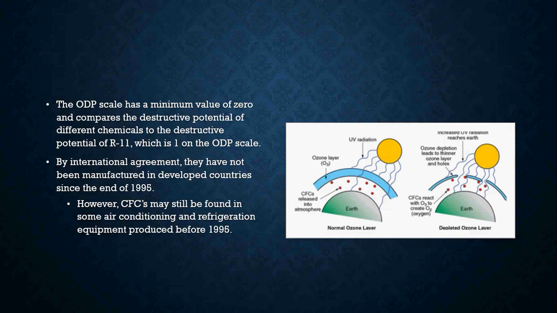However, some CFCs may still be found in some air conditioning and refrigeration equipment produced before 1995. So the refrigerant is still out there. It's probably not as popular anymore, but some of the old equipment that is out there, like it says here, from before 1995, you're probably going to run into it.